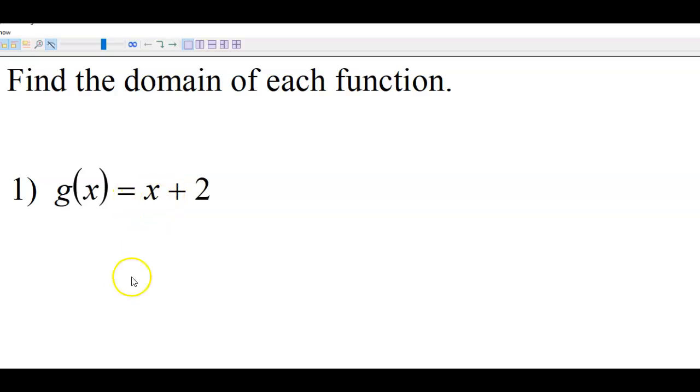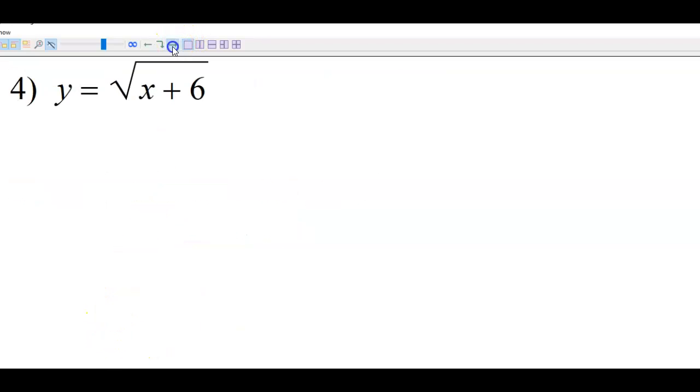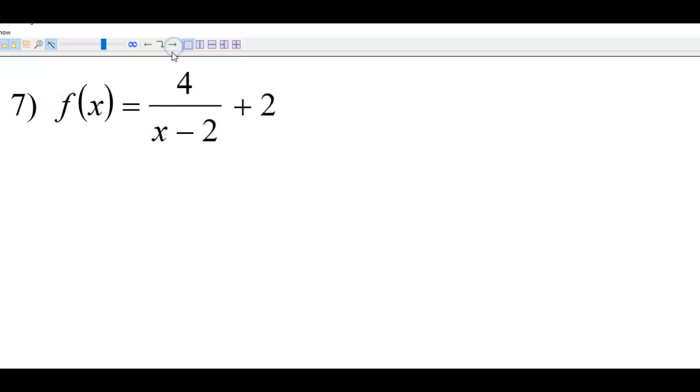g of x equals x plus 2. Again, I don't see a square root and I don't see a fraction with x on the bottom. So the domain here is just going to be -infinity to infinity. Okay, let's just do one more example of this, and then we're going to go on to some other new things that we're learning today.